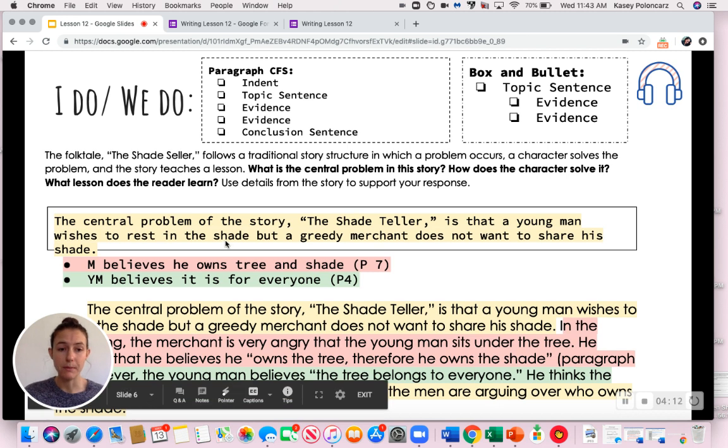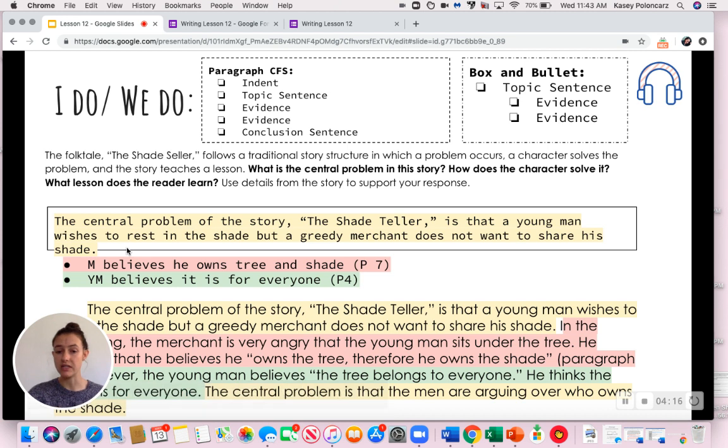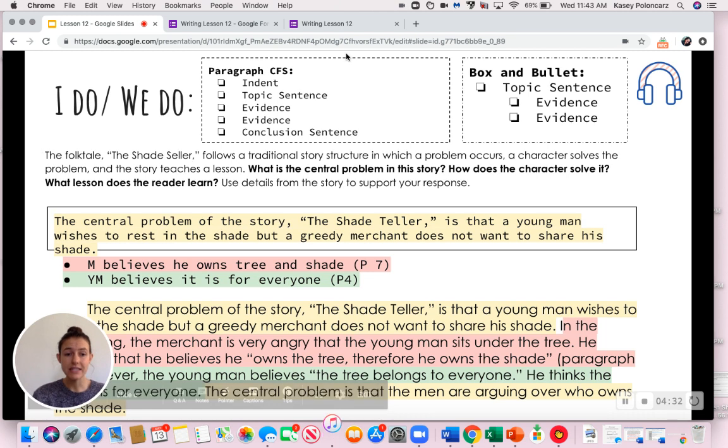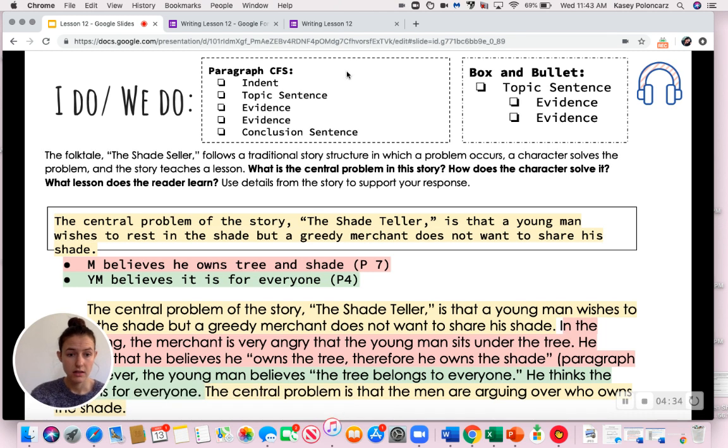Then I'm going to copy my topic sentence. The topic sentence is directly from the box. You don't need to fix it. You're just copying down whatever you wrote in that box. So I wrote, the central problem of the story, The Shade Seller, is that a young man wishes to sit under the shade, but a greedy merchant does not want to share a shade.